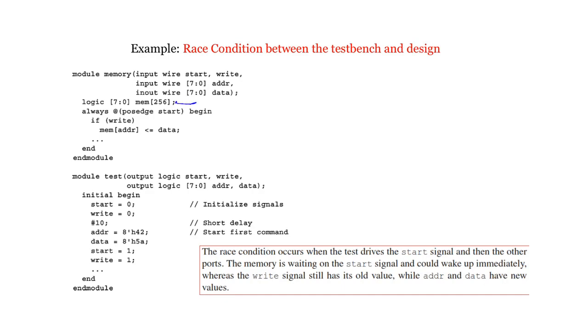Then how does it execute? Always at positive edge of start. Whenever start changes from 0 to 1, if write is equal to 1 at that time, the data is written into the specified memory location. So we are going to check this functionality by writing a test bench.